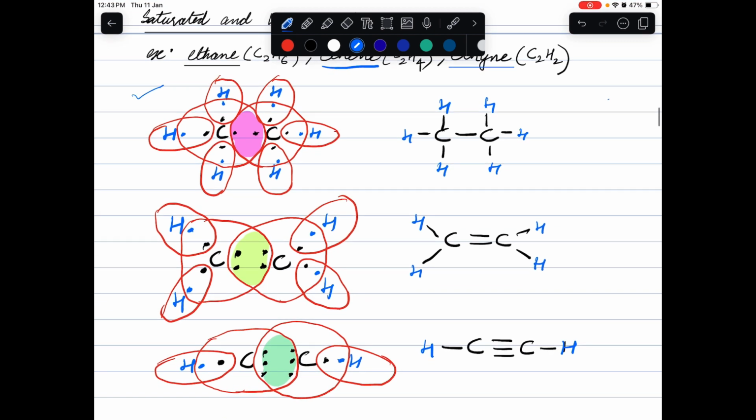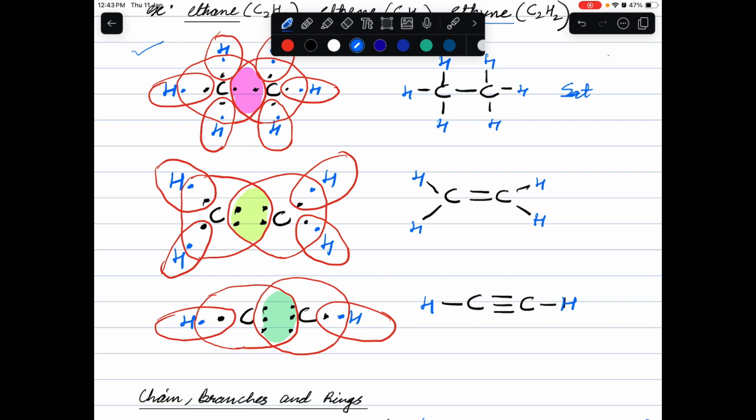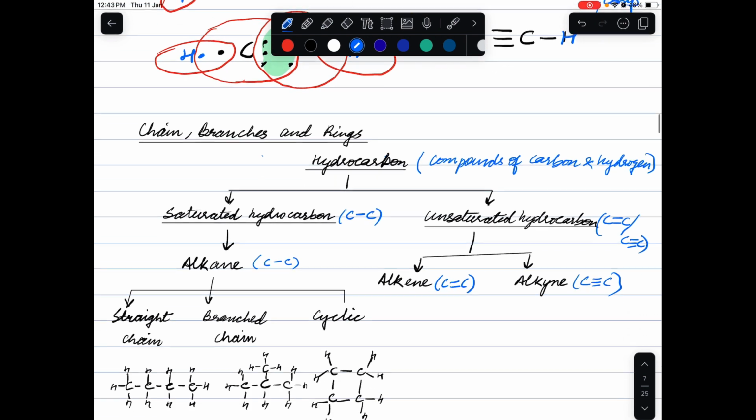First one, as we have shown, where we have all single bonds, this one is the saturated one, while the second and third are the unsaturated compounds. These 2 are the unsaturated compounds, while the first one is the saturated compound, because all carbon-carbon bonds are single.